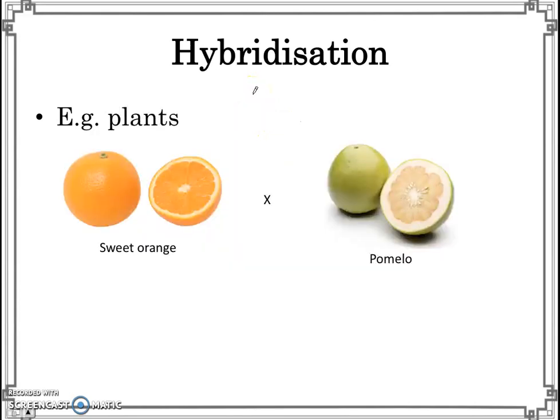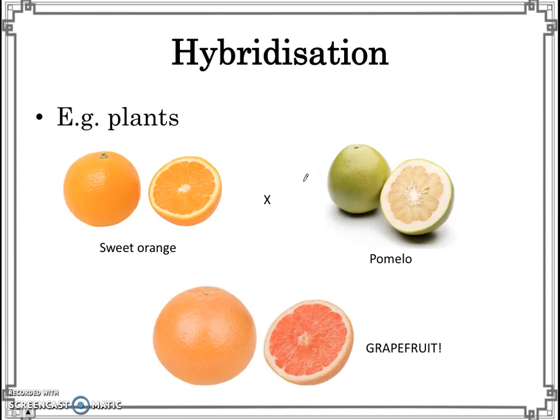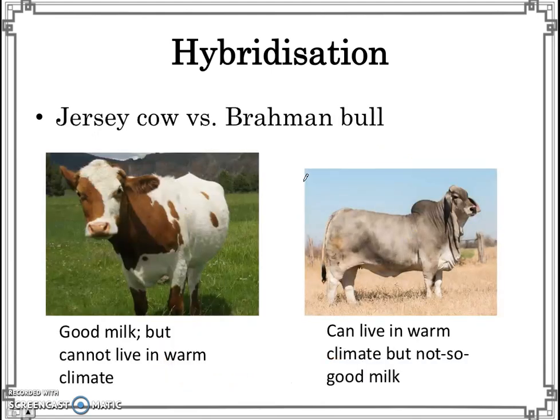Another example of hybridization in plants is when we cross certain varieties of fruits together. Many of our apples are actually varieties which are formed through crossing of other apple varieties. And one famous example of plant hybridization is when you take an orange and you cross it with a pomelo, and guess what you get? You actually get grapefruit. And grapefruit is actually a result of hybridization. Now, how about in animals? Well, in animals, we can also have hybridization.